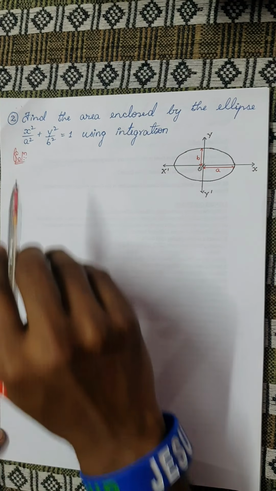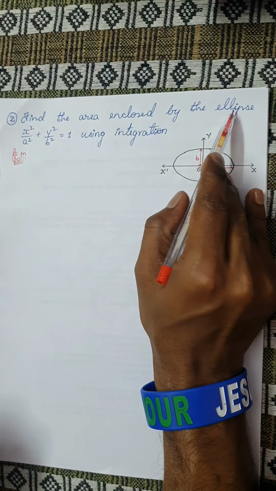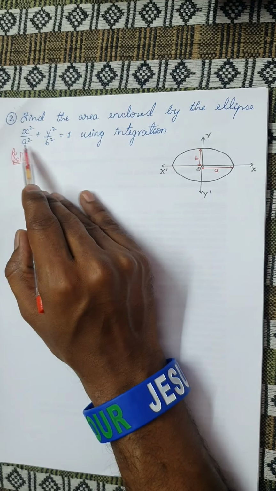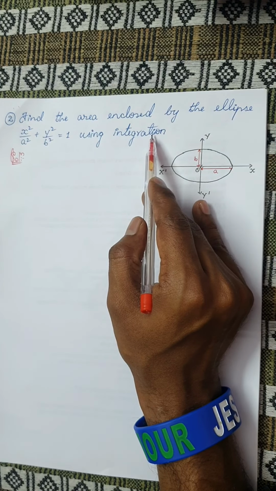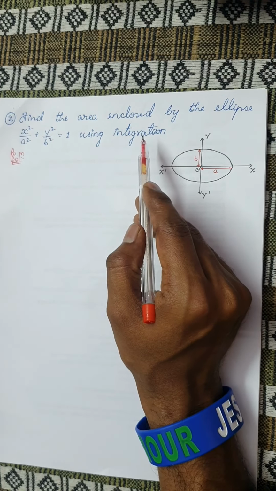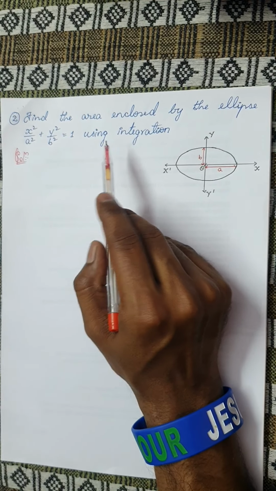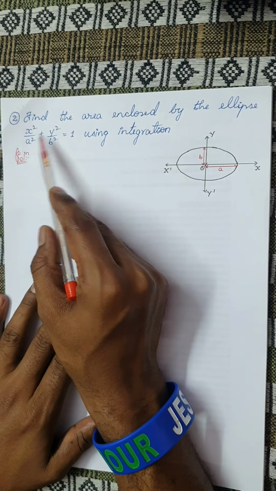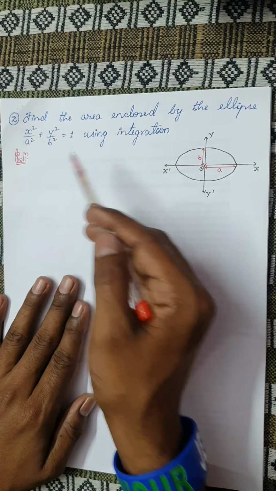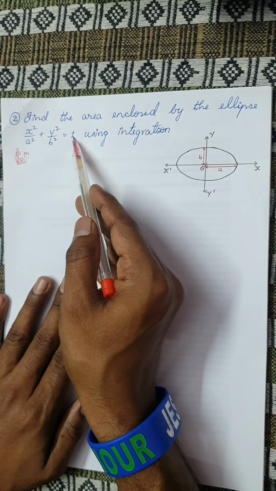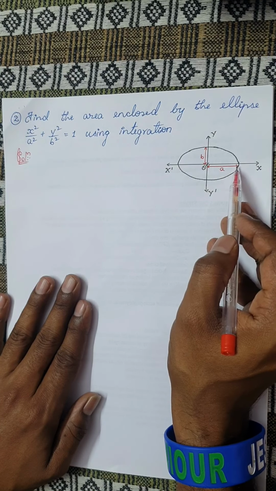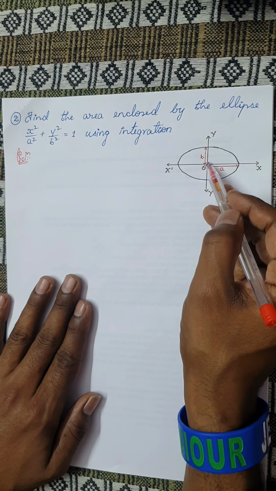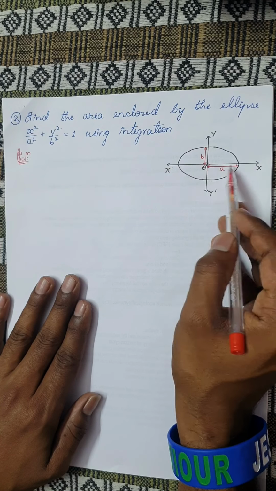The second question we have is: find the area enclosed by the ellipse x square by a square plus y square by b square is equal to 1 using integration. Now dear students, in the first PUC mathematics you had a chapter called conic sections. You have seen there the standard equation of the ellipse is x square by a square plus y square by b square is equal to 1. Remember, where a is the length of the major axis and b is the length of the minor axis. Is it clear? You might have seen this.